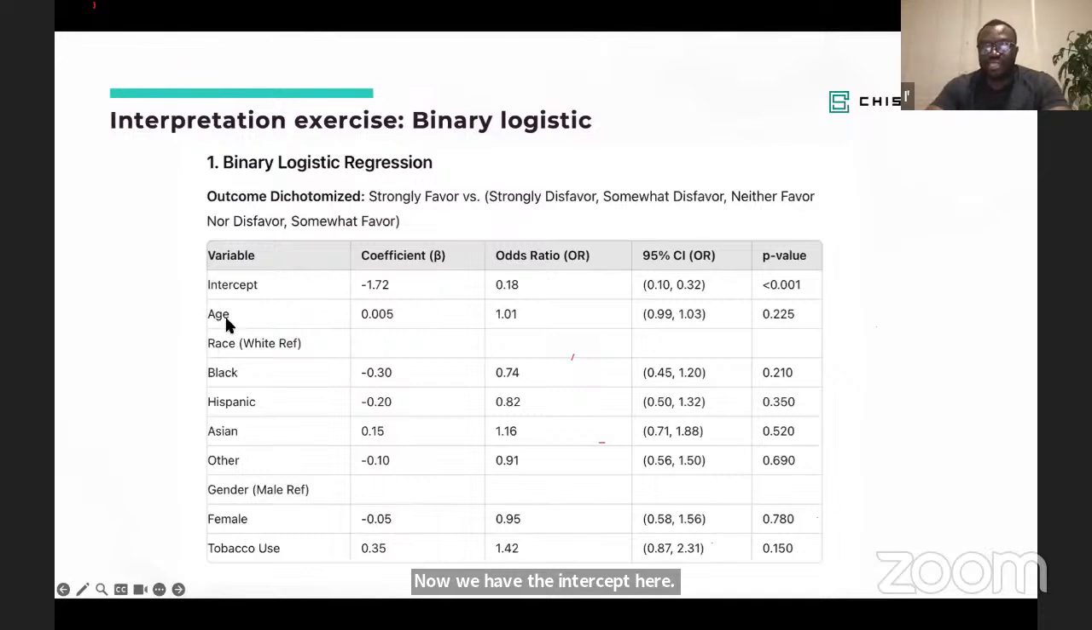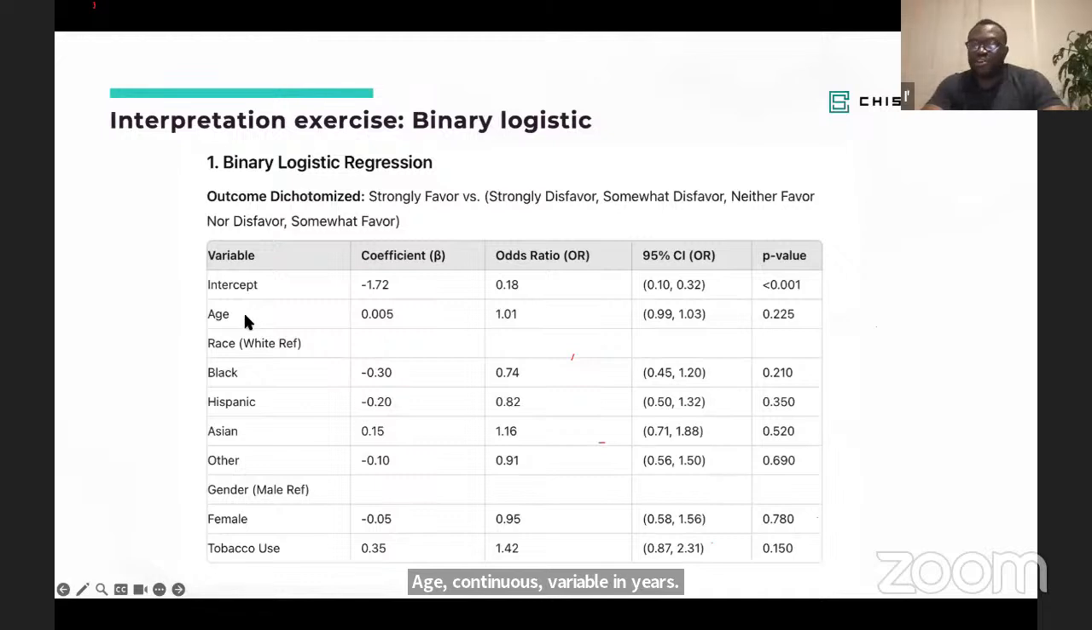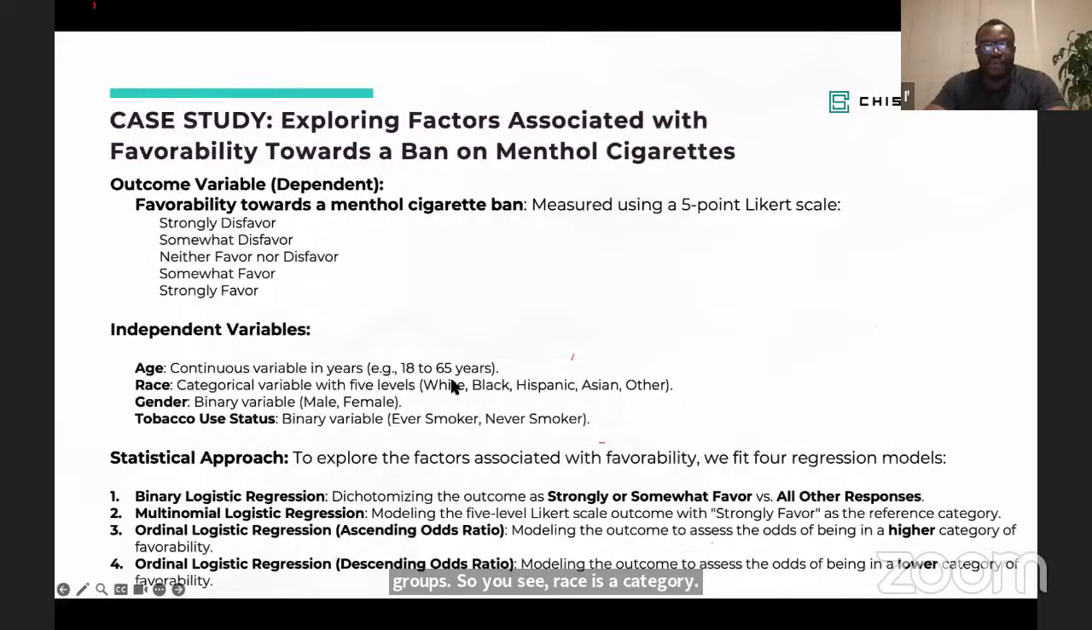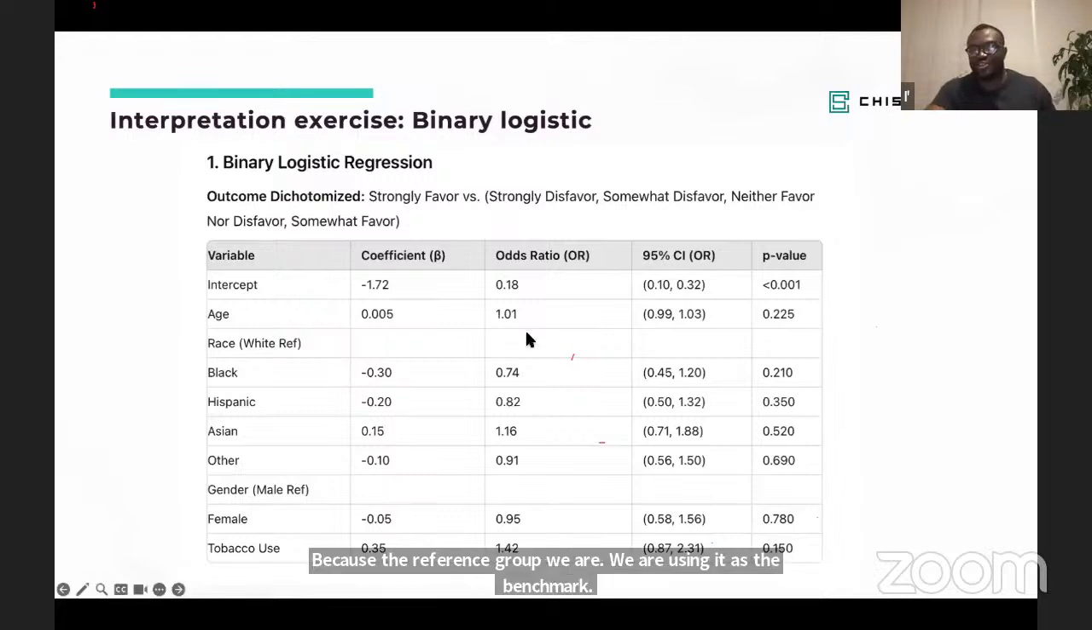Remember that age was a continuous variable. Age, continuous variable in years. So continuous variables also do not have reference groups. So you see, race is a categorical variable. We said that race had categories as white, black, Hispanic, Asian, and other, right? And we've selected the reference group as white. The reference group will also not have results of itself. Why? Because it's a reference group where we are using it as the benchmark, right? So that is why the reference group does not have results.